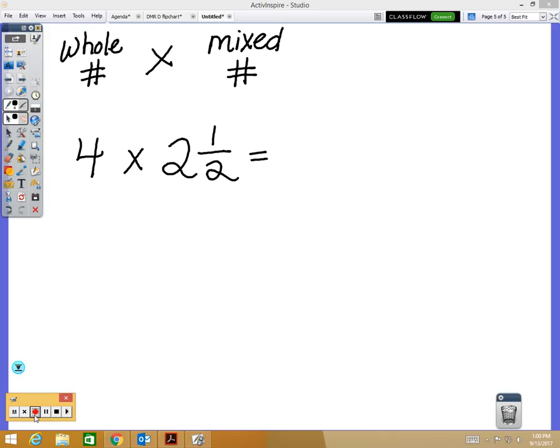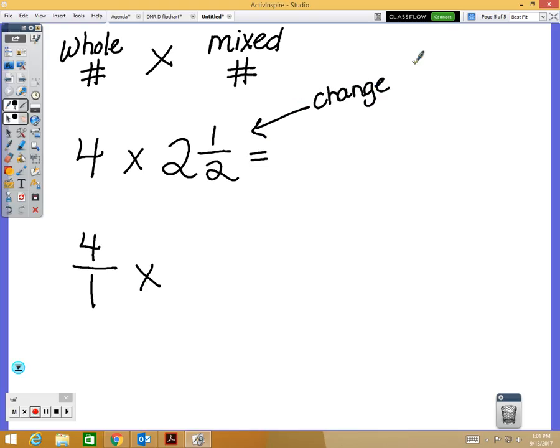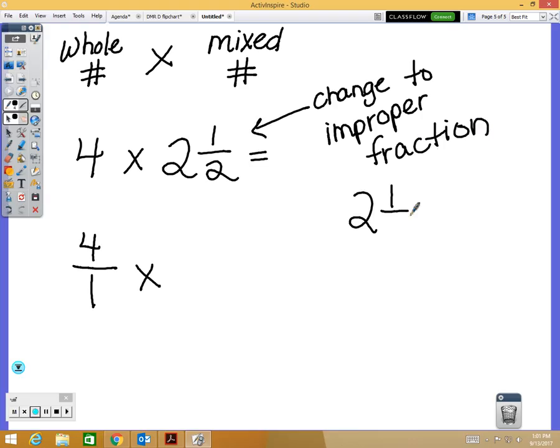Turn your mixed number into an improper fraction. Very good. So what, are we going to leave our 4? All right, so we're going to write this as 4 over 1, just like we did on the last problems. And we're going to change our mixed number into an improper fraction. And we reviewed how to do that last week also, but let's do it again.